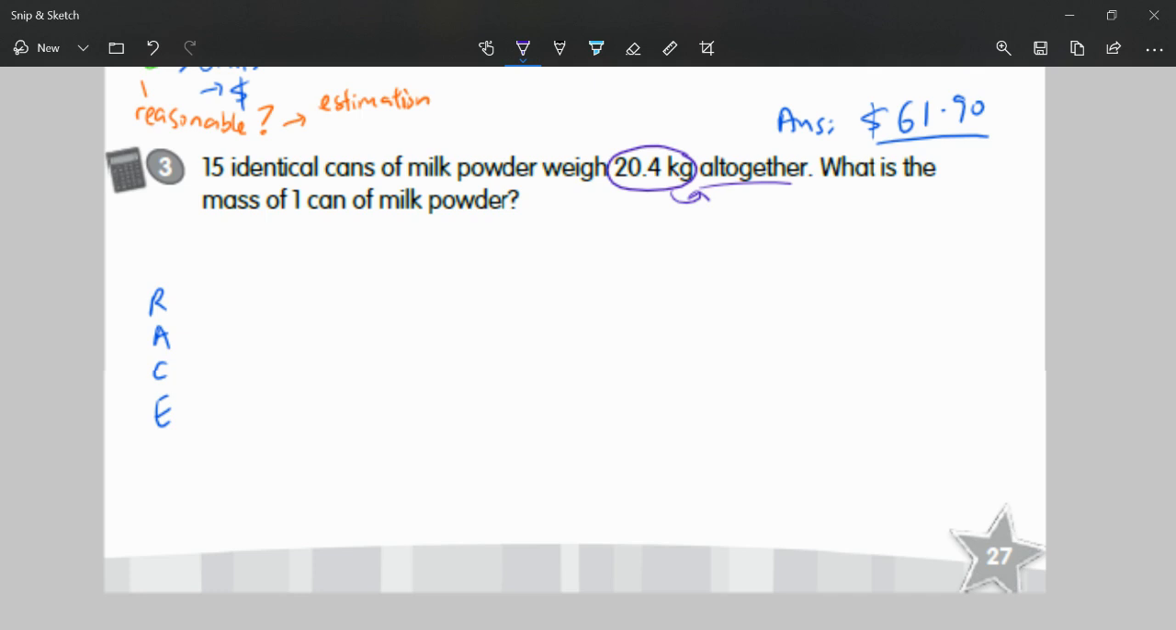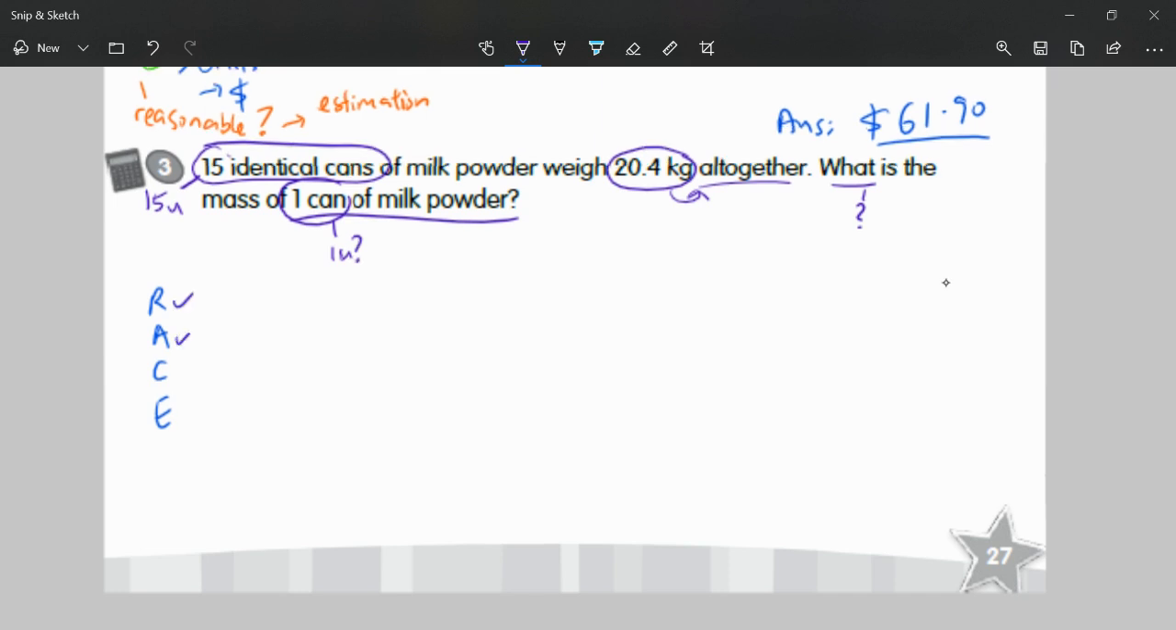Okay, so 15 identical cans of milk powder altogether is 20.4 kilograms. What is the mass of, that is the question. The mass of 1 can of milk powder, looking for 1 unit. 15 units given here. 15 identical cans means you have same cans. Okay, done reading, done my annotations. Clue here, I've got 15 units, 15 identical cans, 20.4 kilograms altogether. That's what it means.